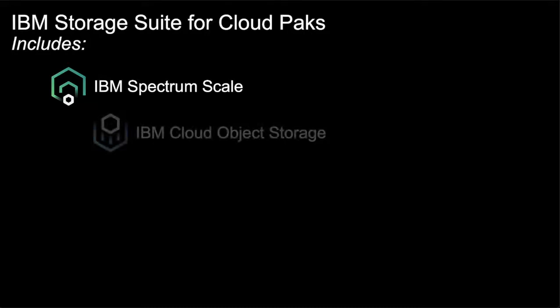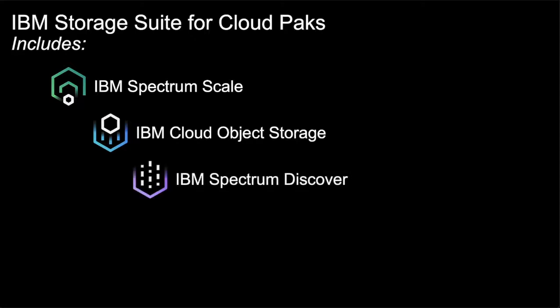What kind of things are integrated into Storage Suite for Cloud Paks? So Storage Suite for Cloud Paks is a pretty comprehensive portfolio. It includes Spectrum Scale, our ultra high performance, HPC-focused clustered file system, although not just HPC. Cloud Object Storage, which is our geo-dispersed, multi-petabyte scale, exabyte scale cloud object platform. Spectrum Discover, metadata management, optimization, and curation.